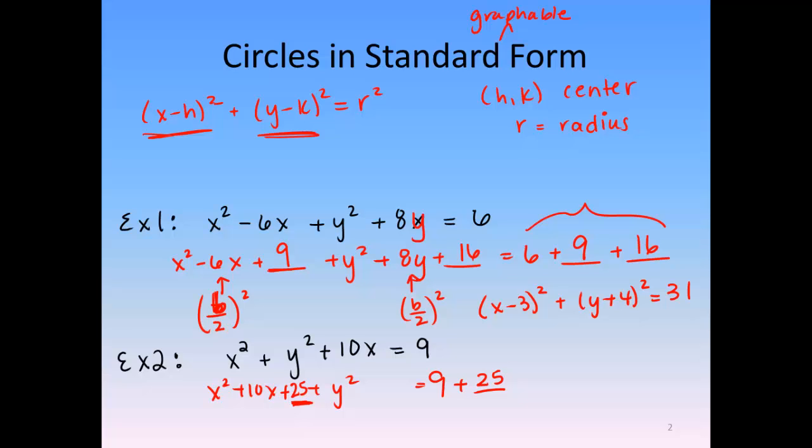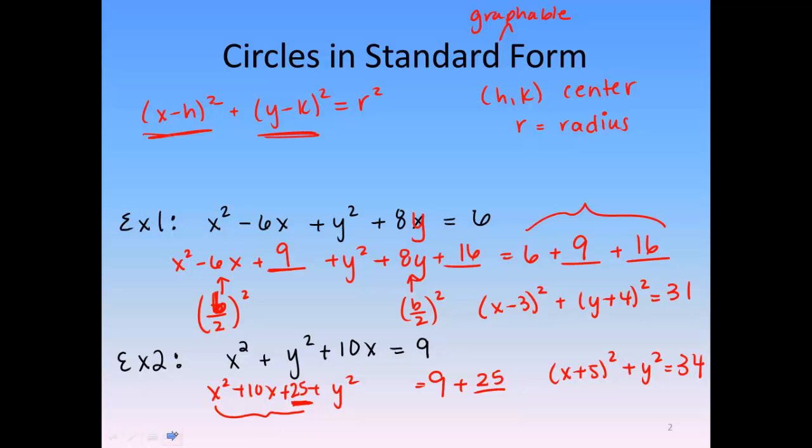So in order to complete the square here, I've actually done the job and I'm ready to write it in this graphable form. So I will have x plus 5 quantity squared plus y squared equals 34. This leaves me with a circle centered at negative 5, 0 and a radius of the square root of 34. All right, so that's what it looks like when we're writing our circles in standard form.